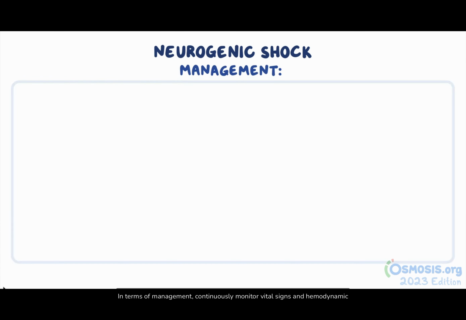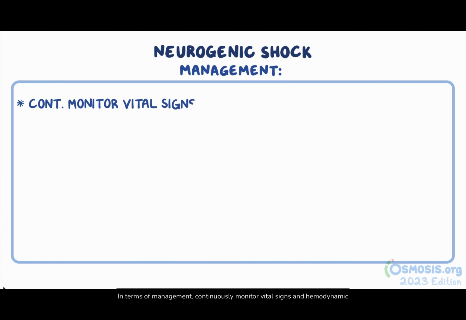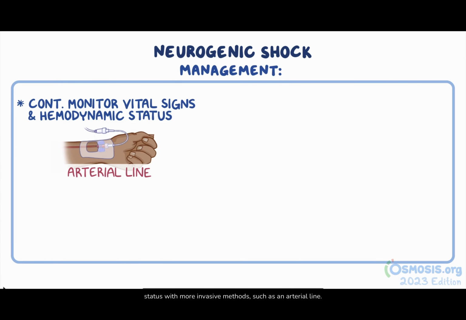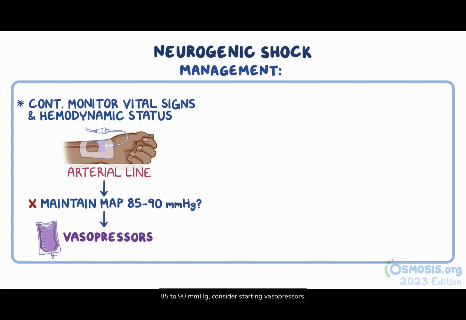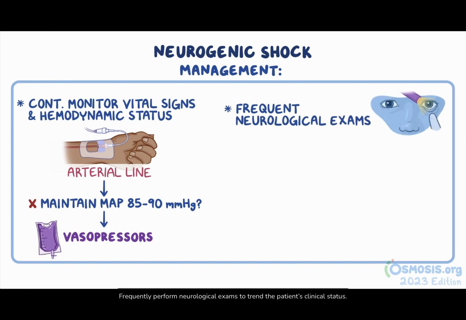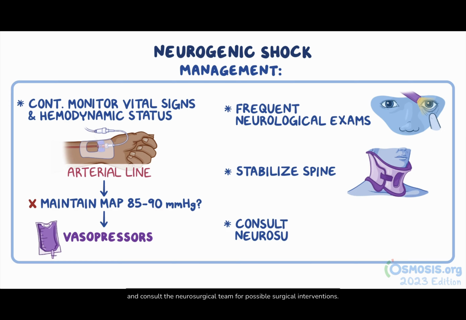In terms of management, continuously monitor vital signs and hemodynamic status with more invasive methods, such as an arterial line. If your patient is unable to maintain their MAP between 85 and 90 millimeters of mercury, consider starting vasopressors. Frequently perform neurological exams to trend the patient's clinical status. Lastly, stabilize the spine if there are any injuries, and consult the neurosurgical team for possible surgical interventions.